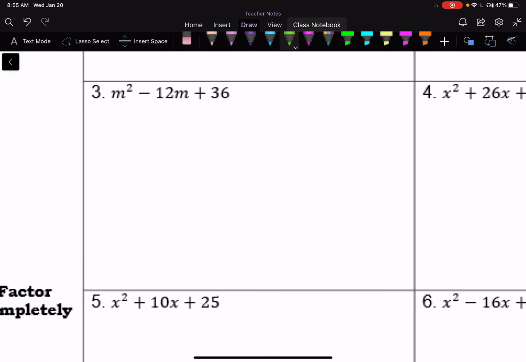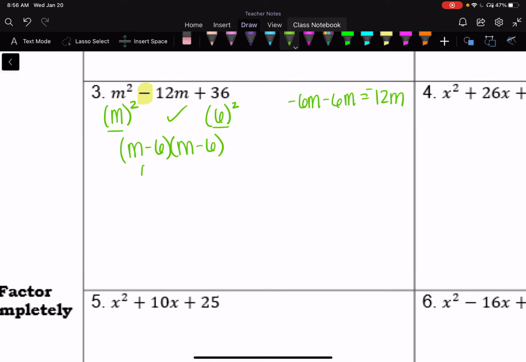Number 3, I'm going to verify the same thing. We have m squared and 6 squared. If I take 6m and add it together twice, that gives me 12m. The only issue is that I need it to be negative. So instead of 2 positive 6's, I'm going to have 2 negative 6's. And that gives me negative 12m, which is what I need. So m minus 6 times m minus 6 gives me m minus 6 squared for my final answer.